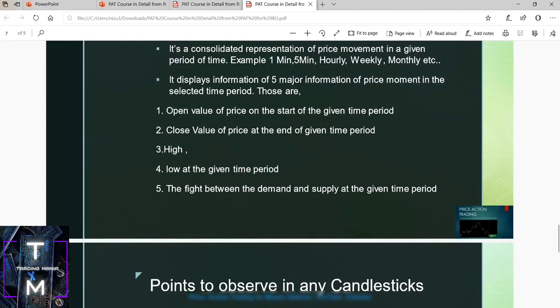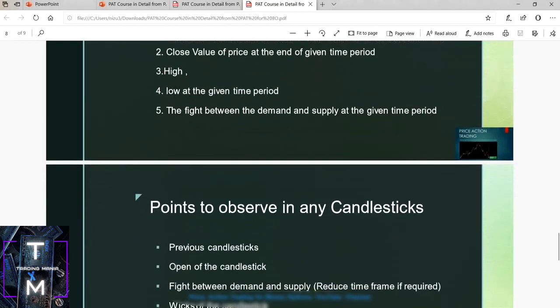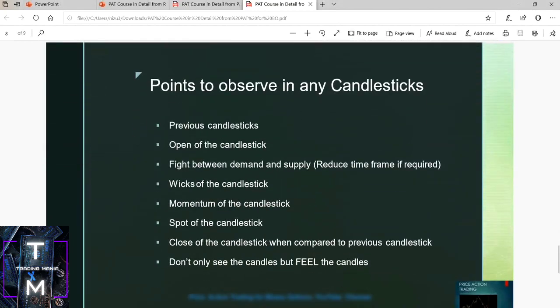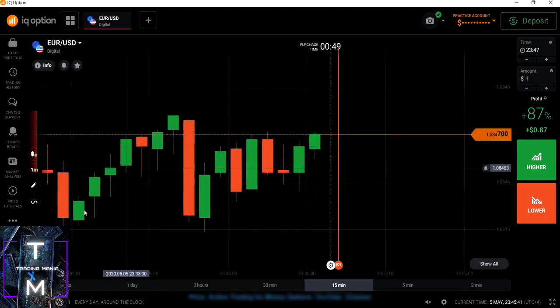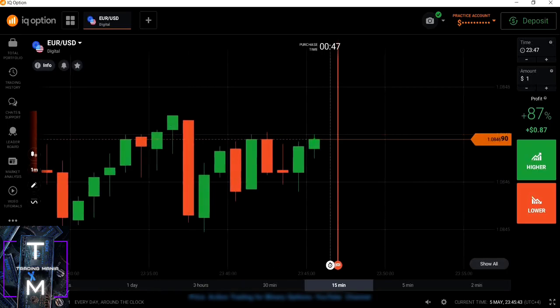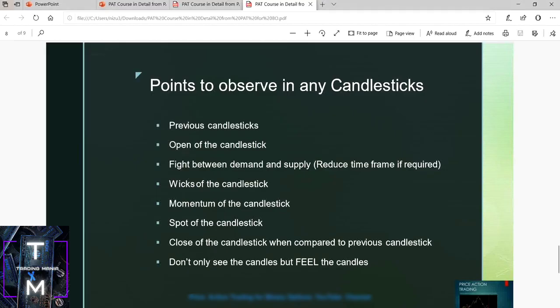It is very important to understand the fight between demand and supply, that is buyers and sellers, the buying and selling orders at the given time period. Now, the point to observe in any candlestick, as I told you, is that we have to observe the previous candlesticks as well. For example, in this chart, I have to observe the previous candlesticks, and I have to observe the open of the current candlestick and the fight between demand and supply.